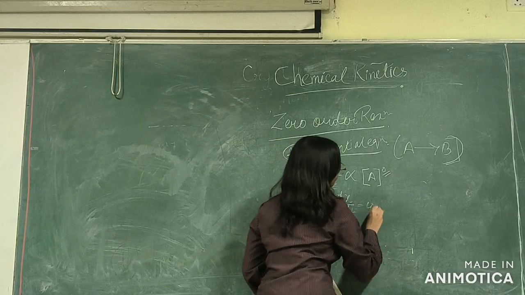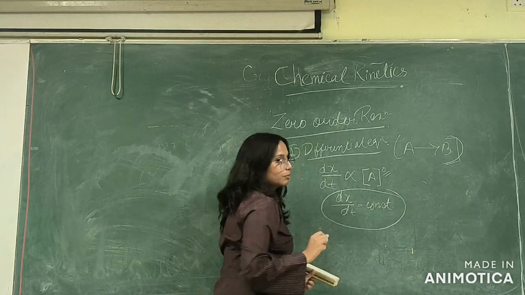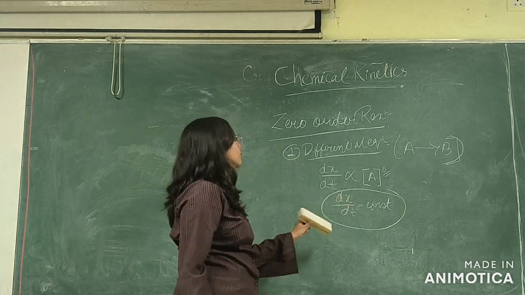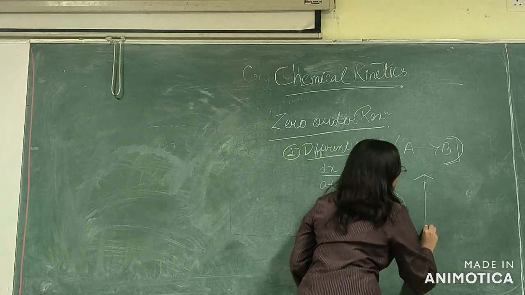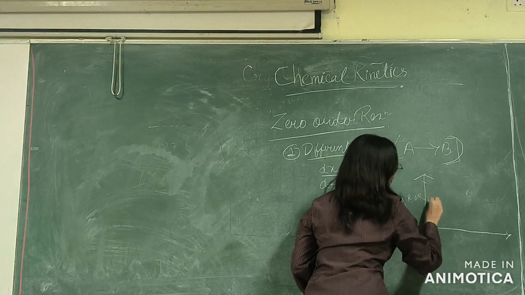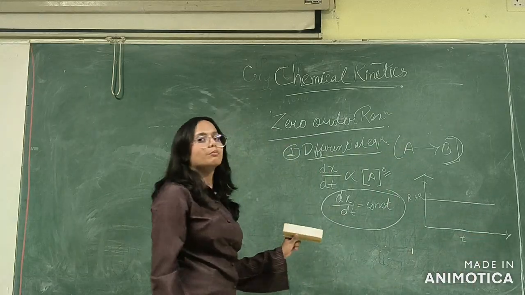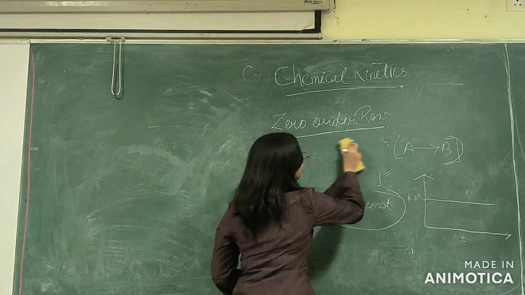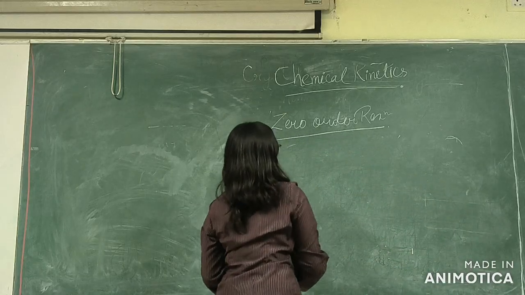is equal to a constant. You have to remember this for your exams: in a zero order reaction the rate is always constant. So we get a graph like this, that is, the rate of reaction with time is constant. So these two are important points to be remembered in zero order reaction. And now we will see the integrated equation for zero order reaction.